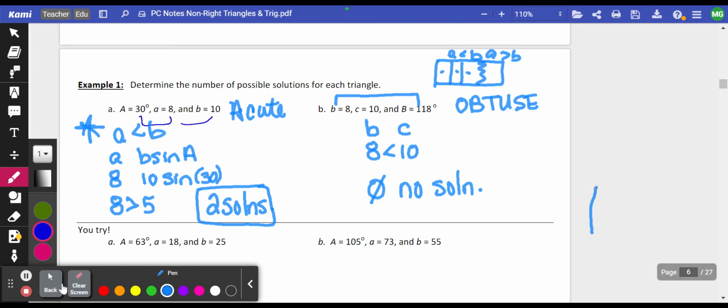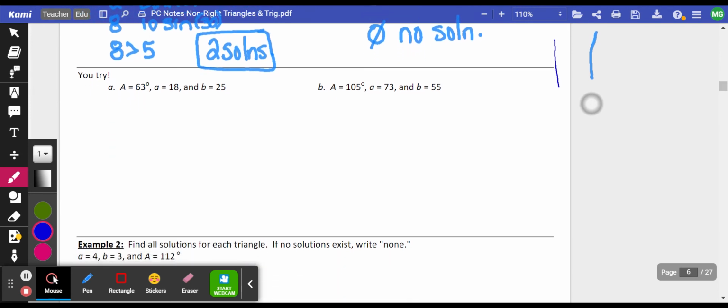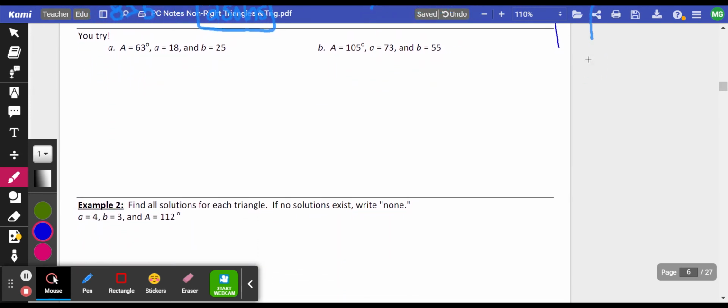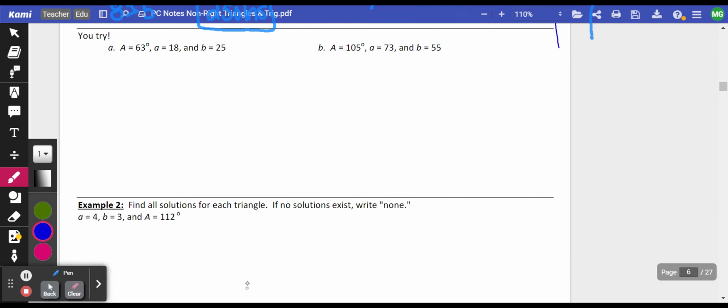So what I'd like for you to do is pause the video and see if you can determine how many triangles we would have with this given information. Okay, so go ahead and pause that video.